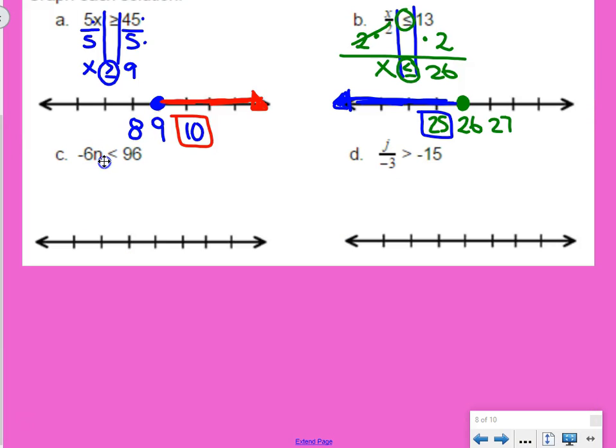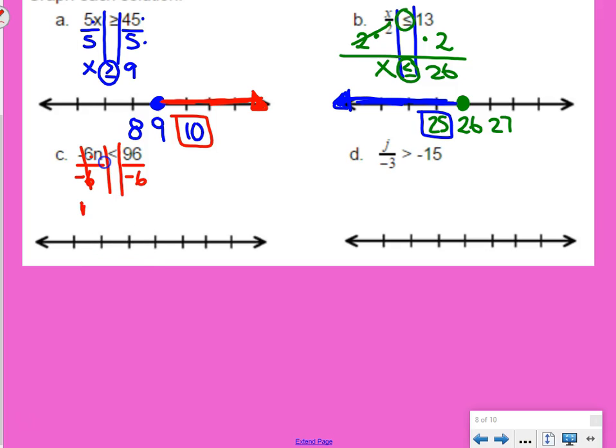Next two examples. Negative 6n is less than 96. Now here's where things change. We're multiplying by a negative number. So we're going to divide both sides by a negative number. We get n is less than, my apologies.